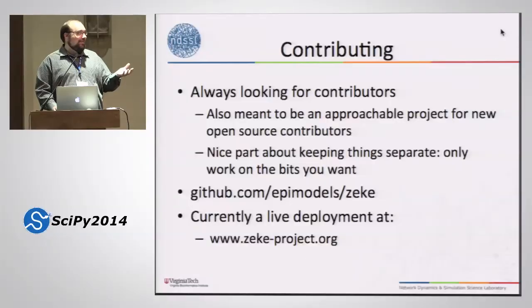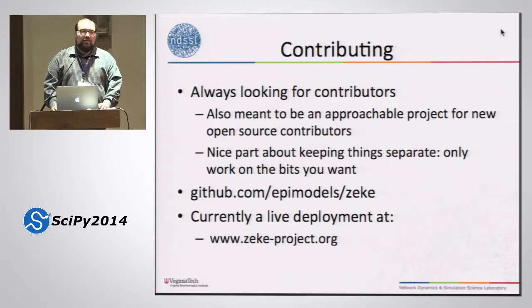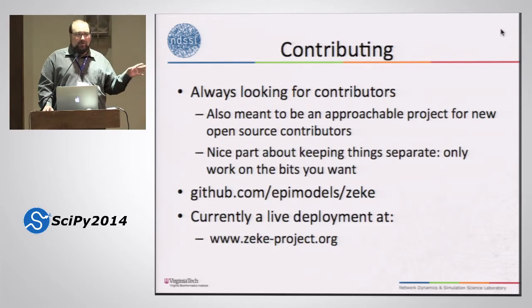If you would like to help with this, we're always looking for contributors. One of the things Zeke is meant for is to be this kind of rabbit hole of computational science where you can go as deep as you want to get. You can do almost nothing and just use the framework as it exists. You can look at the code and try to make your own models in Python. You can make your own models in Python and commit them to GitHub. You can host it as a server. And it's meant to be a very approachable project for new open source contributors.